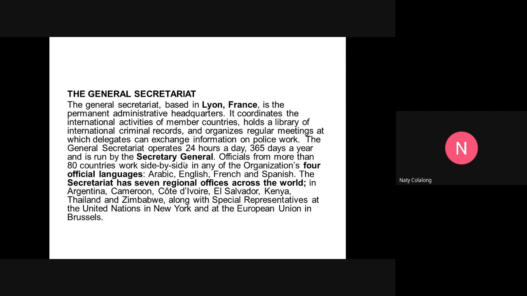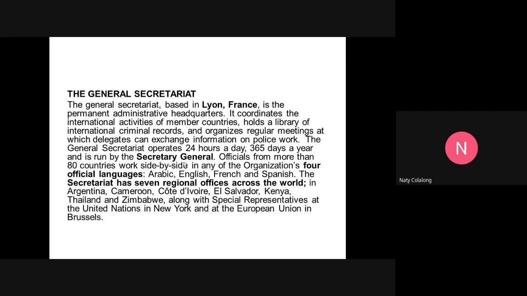Then we have the General Secretariat. The General Secretariat is based in Lyon, France. It is the permanent administrative headquarters. It coordinates the international activities of member countries, holds a library of international criminal records, and organizes regular meetings at which delegates can exchange information on police work.